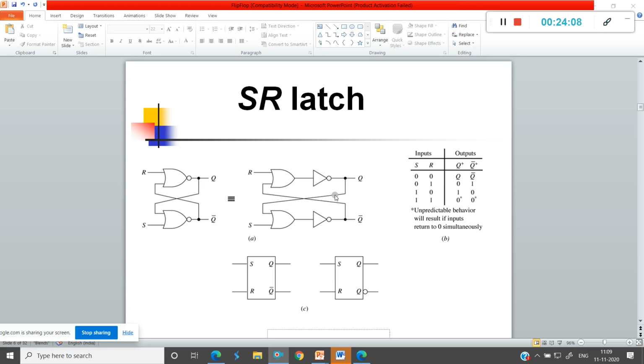So this is the logic symbol of the SR latch. This is the logic network, and this is the symbol: a box labeled SR with two inputs and two outputs, S and R inputs, Q and Q bar outputs. You can also write Q with a bubble at the output side. This is another way of representing the symbol of the SR latch.